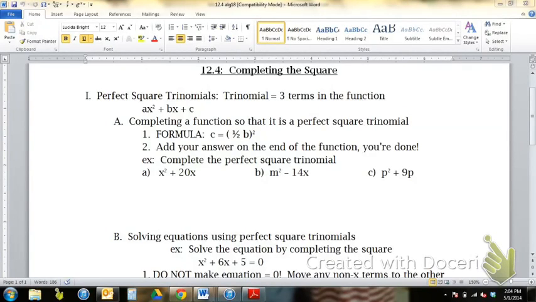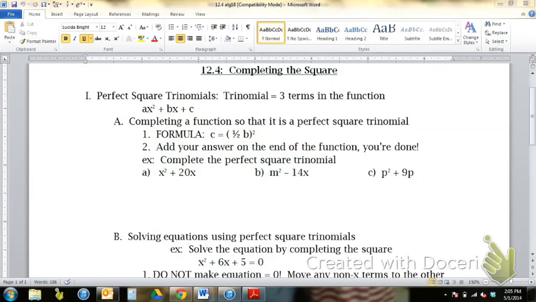In lesson 12.4, we're going to complete the square. And what that means is that we're going to take a polynomial function here, and we're going to try to solve it when it normally wouldn't factor. So this is just a way to work around the quadratic formula.